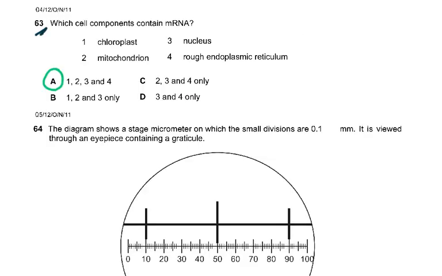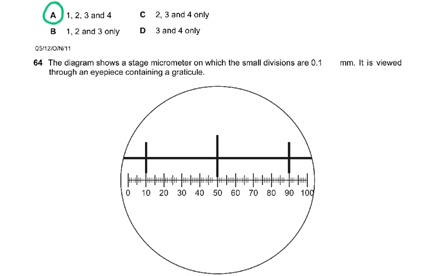63. Which cell components contain mRNA? You see, wherever there's DNA and ribosomes, there'll be mRNA. So chloroplast has it, mitochondria has it, nucleus has it, and rough endoplasmic reticulum, of course, will have the mRNA attached to it. But it might not be easy at the moment because if you've just done your A1 and you've just done chapter 1.